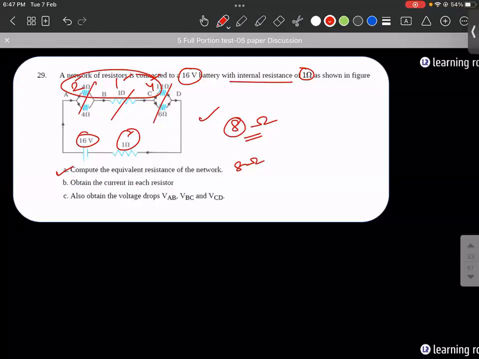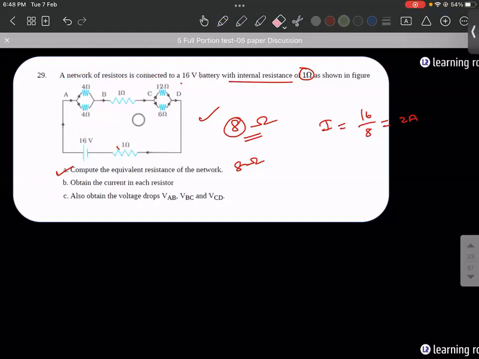So first of all, what is the current through the circuit? I is equal to V by R. 16 by 8, 2 ampere. Sir, but in the book it is given 7 ohms, sir. 7 ohm.